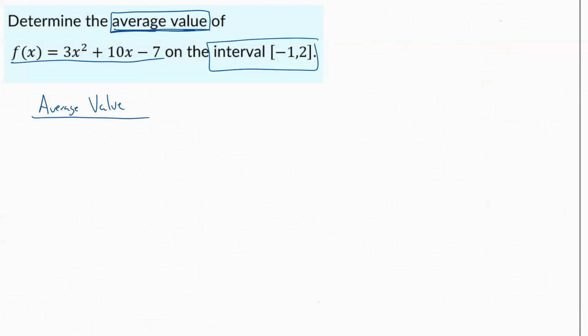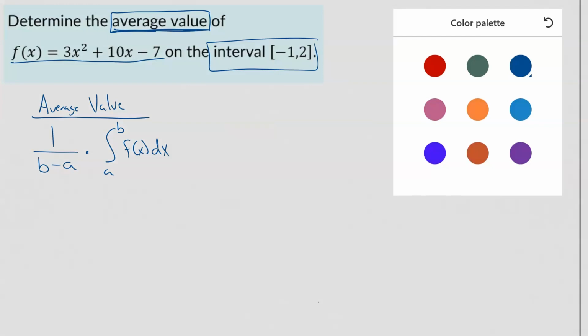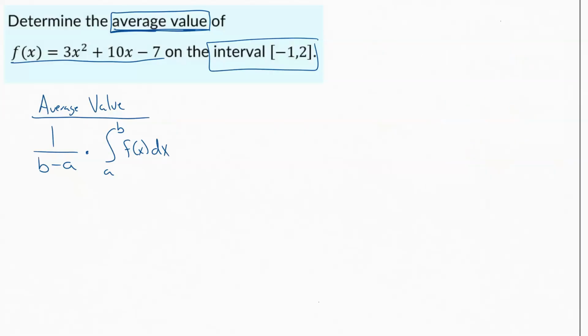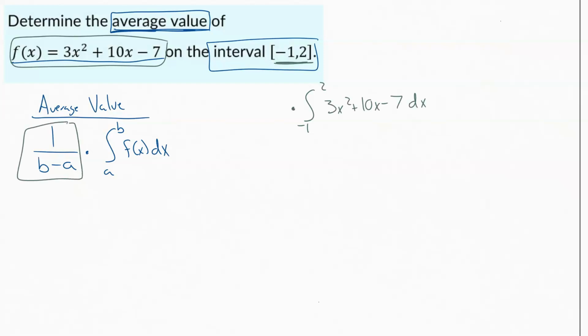The average value formula looks like 1 over b minus a times the integral from a to b of whatever that equation is, and then if it's an x dx. So for us, what we need to do on this problem is find the average value of this equation. So we're going to take the antiderivative from negative 1 to 2 of 3x squared plus 10x minus 7 dx. And we're going to need to multiply that by 1 over b minus a. So 1 over our top bound minus our lower bound.